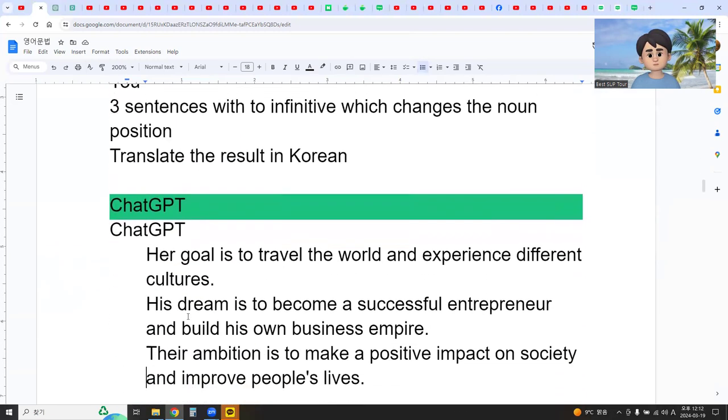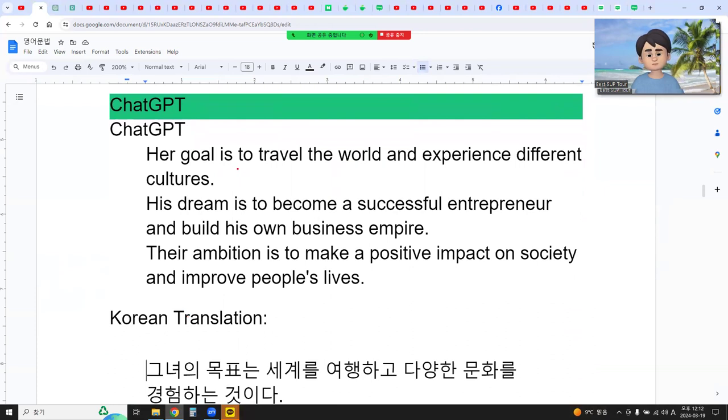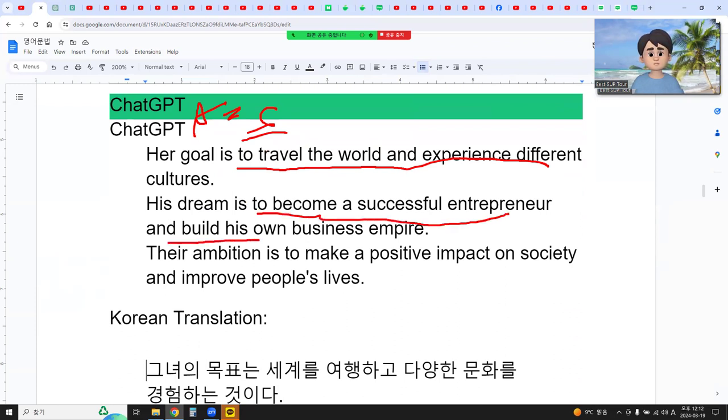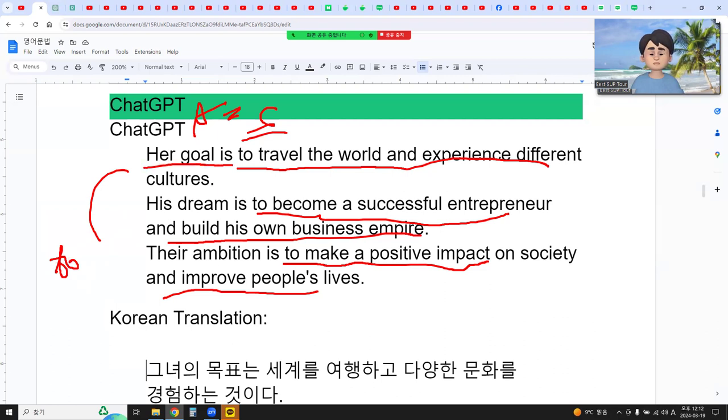How about the to-infinitive? Here, the to-infinitive is used: to experience different cultures. A equals C, and C is the complement. His dream is to become a successful entrepreneur and to build his own business empire. Their ambition is the same: ambition equal to make a positive impact on society and improve people's lives. It's a to-infinitive here. For example, "her goal is a doctor," simply. And these to-infinitives take the same position as "a doctor." So we can make a sentence by adding more information using the to-infinitive, which expresses a phrase.